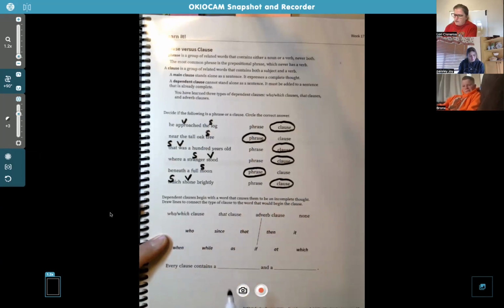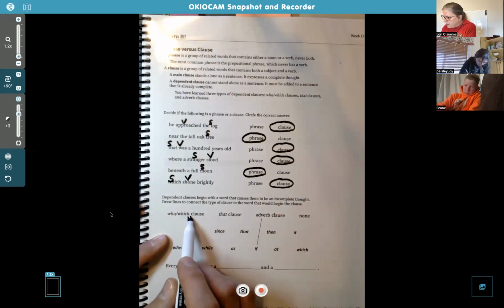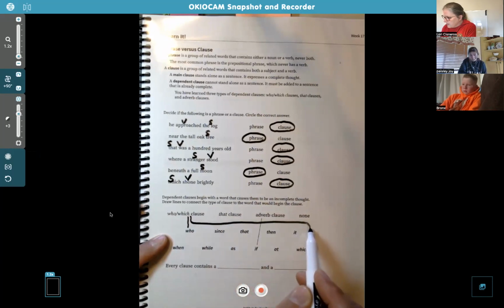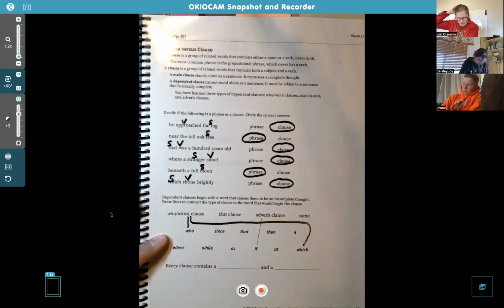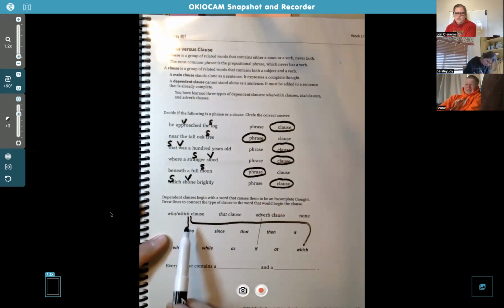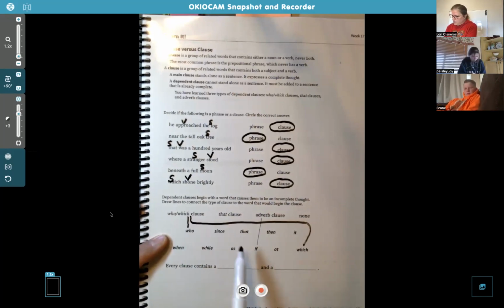Well, this is pretty easy for the first clause, who, which. So basically what you're going to do is draw a line to who, and then which is way over here. So you can decide how you want to get there. I'm just going to go across the top here and then down like that. But if you want to squiggle in between, that's fine. But this one is obvious, right? The who, which clause, you're going to connect to who and which.